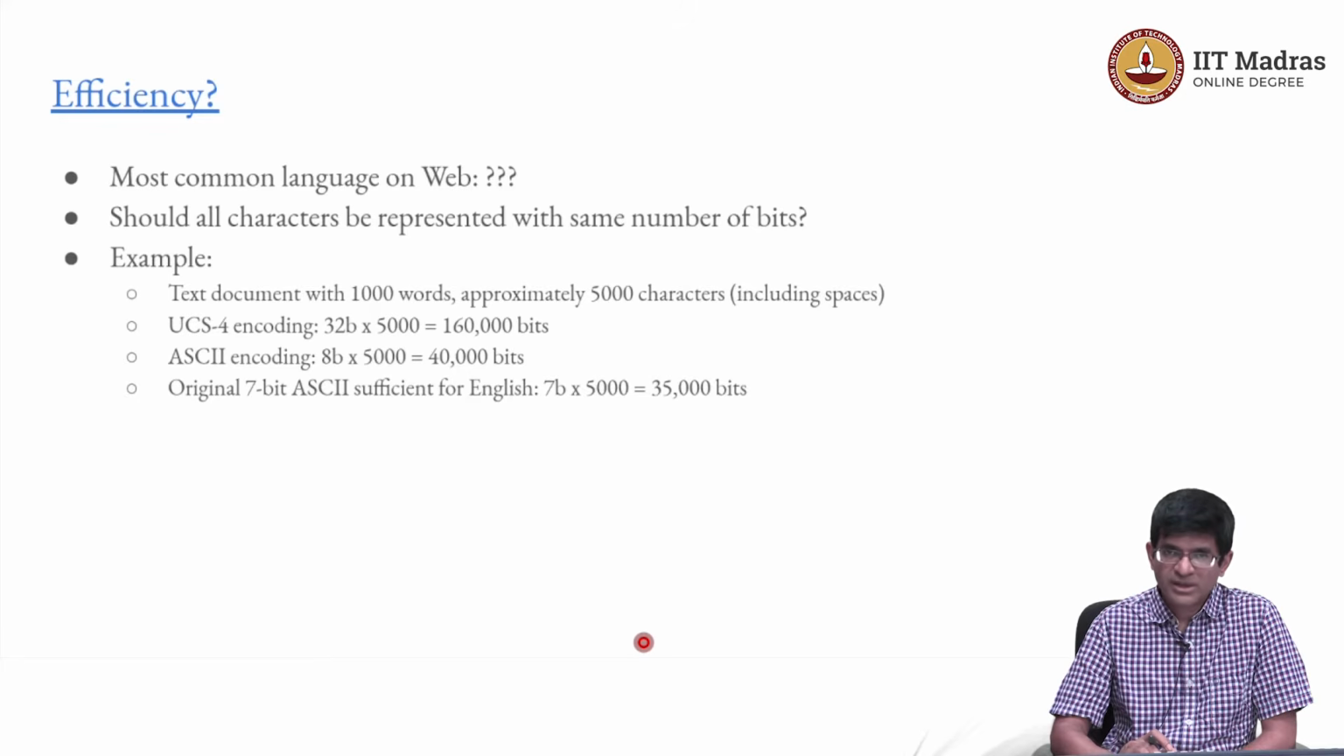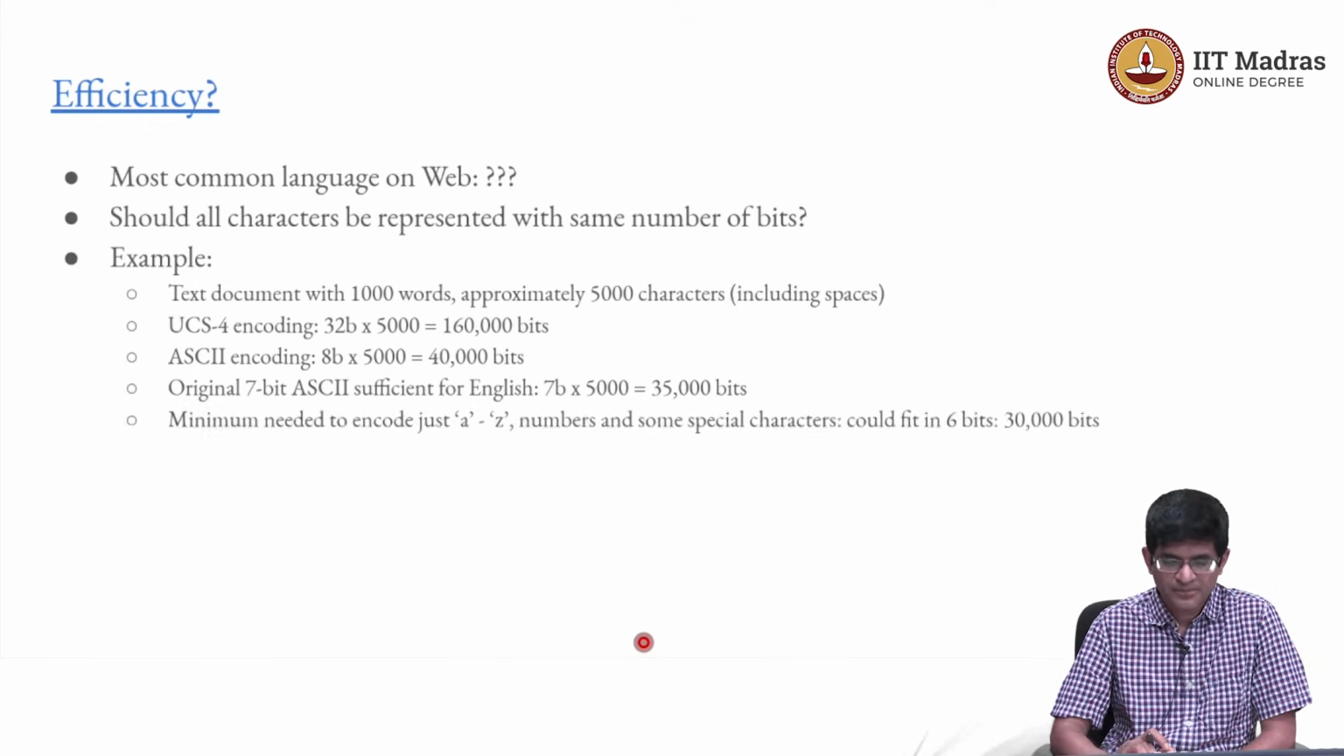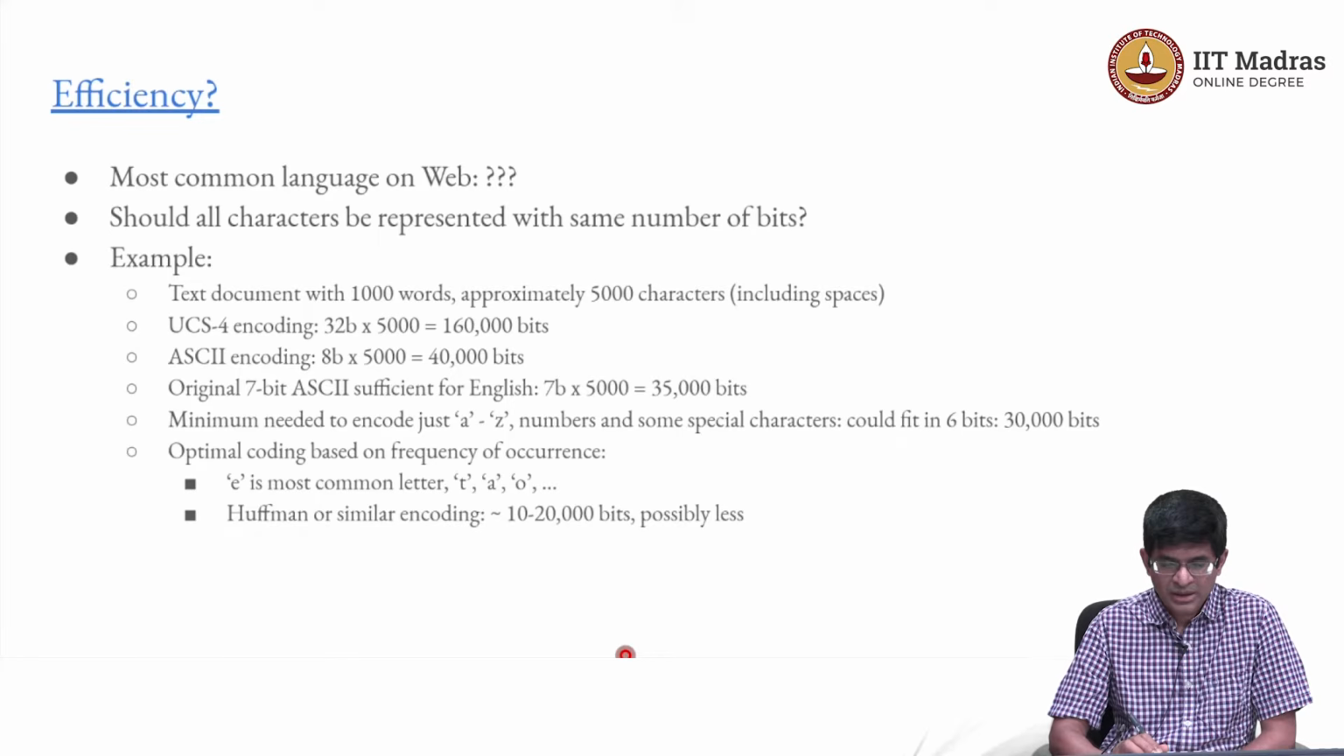So with the ASCII encoding, it would have been much better, only 1/4, 40,000 bits. The original 7-bit ASCII, which would be enough if it was an English document, would be only 35,000 bits, an additional 8% improvement if you really look at it. But the minimum that is required if we just want to encode A to Z, small letters, forget capital letters, numbers and maybe a few special characters, you could fit it within 6 bits, that would bring it down to 30,000. This is sort of artificial because I clearly would want some kind of capital letters and so on, but at least as a thought experiment, it's useful.